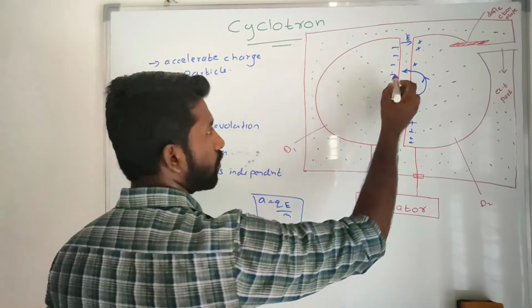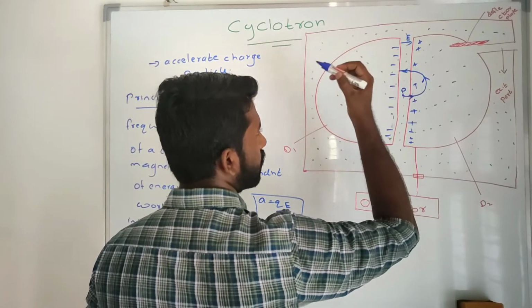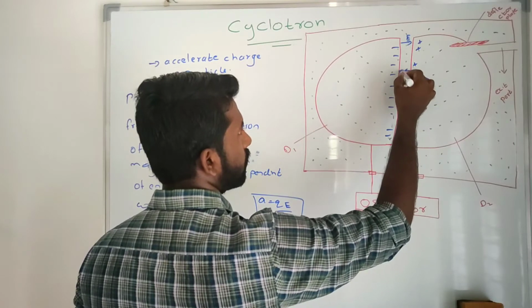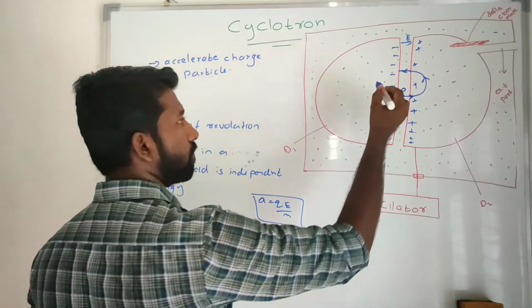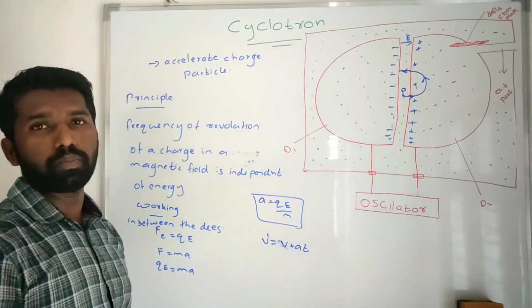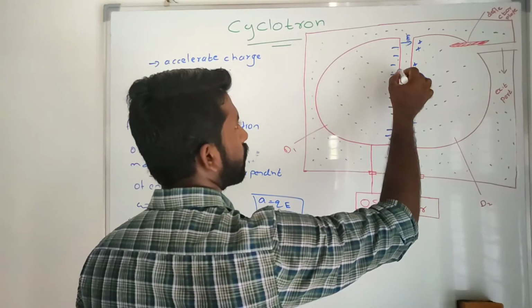Clear? So coming to here, it is accelerated in between the Ds, and it now reaches the magnetic field. There it acts perpendicular, so the particle moves in a circular path.